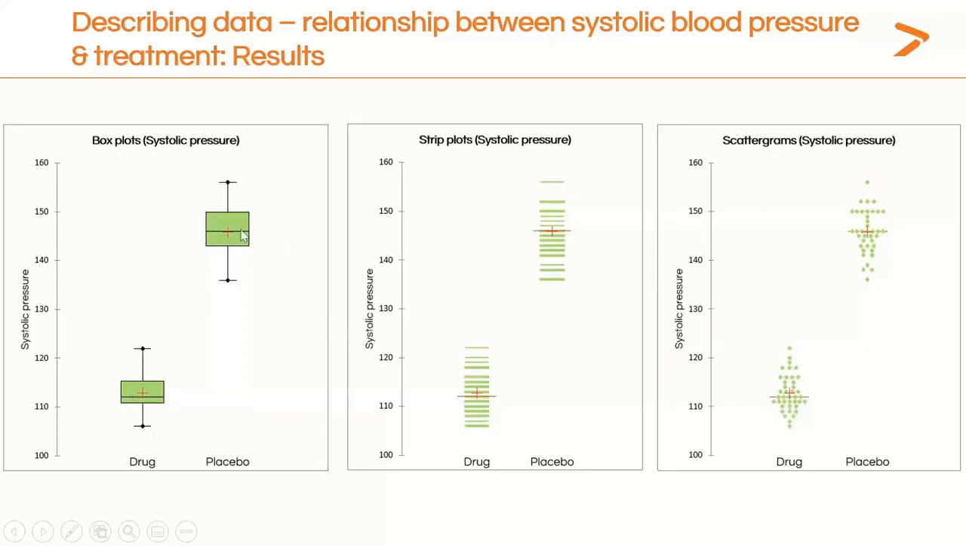So in all cases, the plus corresponds to the mean. The middle dash, here in red and here in black, corresponds to the median. And here each green dash corresponds to one data point.